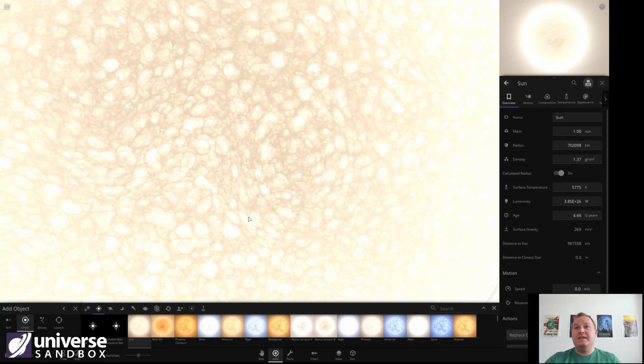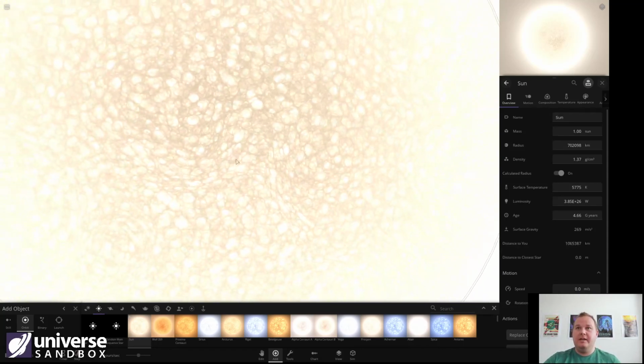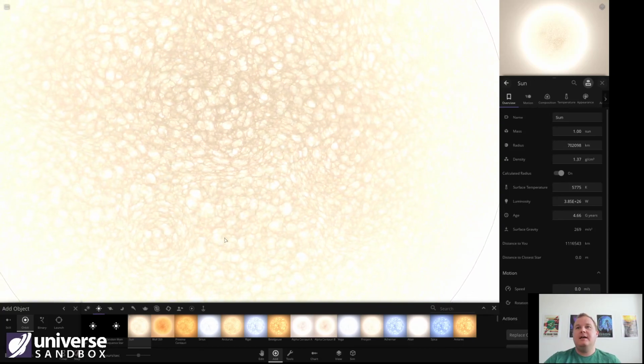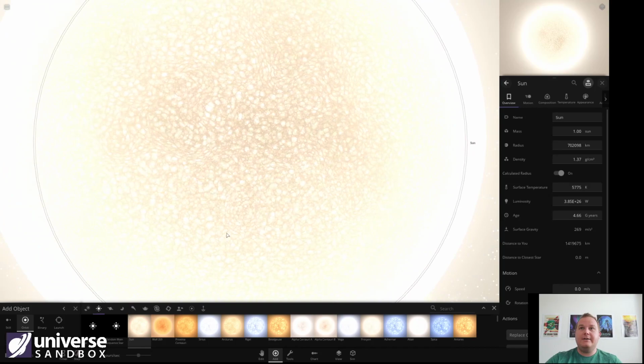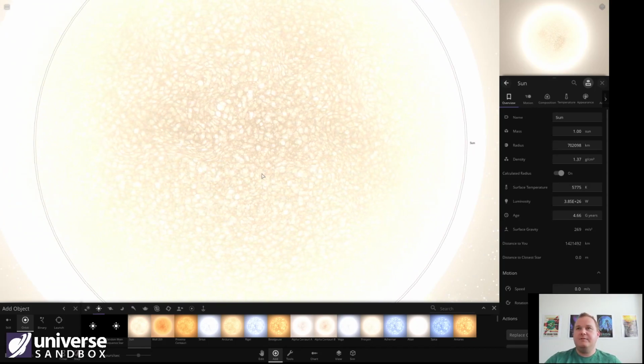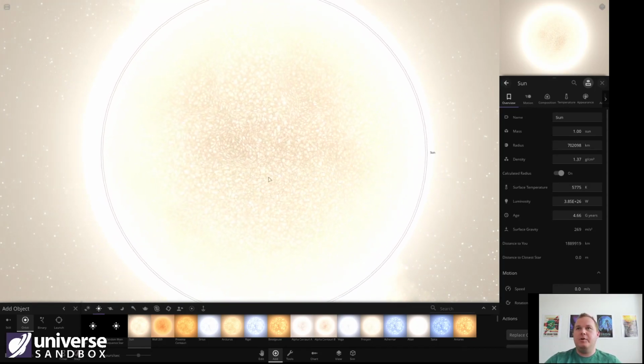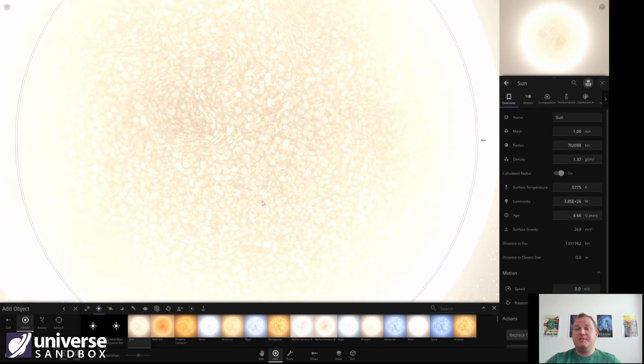Hot plasma is moving up slowly through these convection cells, taking heat to the surface, and then that plasma drops back down into the sun. And so you get this constant flow upward and downward in these things called convection cells.